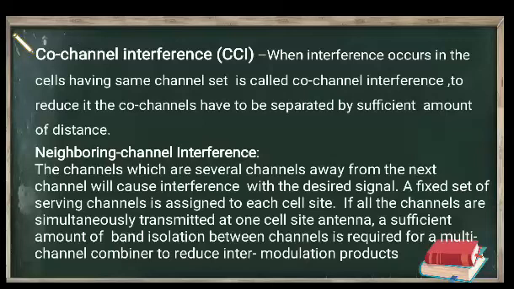If all the channels are simultaneously transmitted at one cell site antenna, a sufficient amount of band isolation between channels is required for a multi-channel combiner to reduce intermodulation products. See here how we can minimize that interference by using the band isolation between the different channels. Because some fixed channels are allotted for one base station, and at one time suppose all channels are transmitting the same frequency, due to that action the interference may be caused.